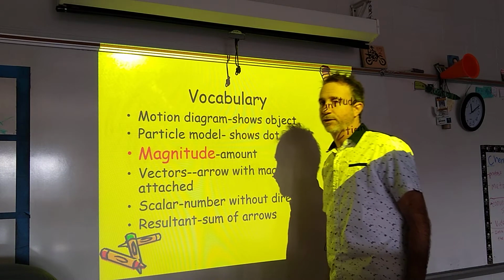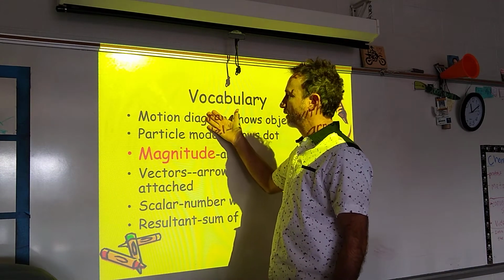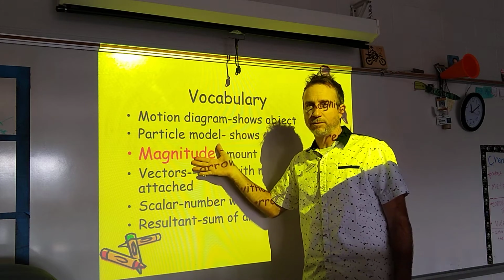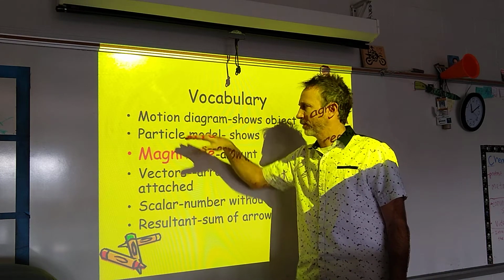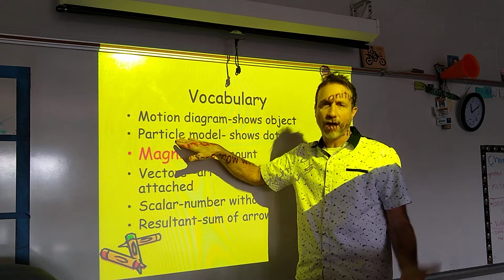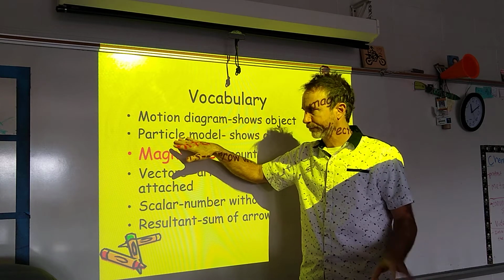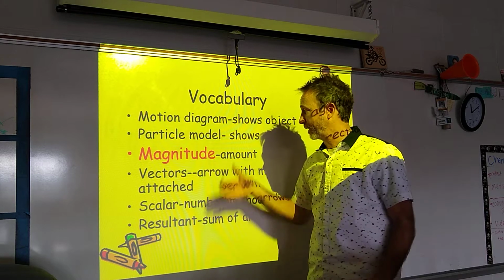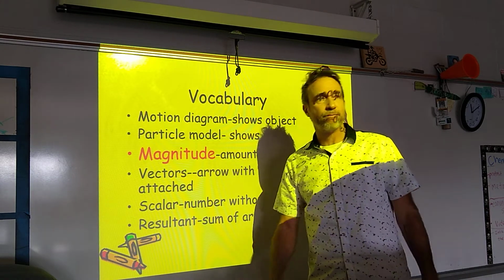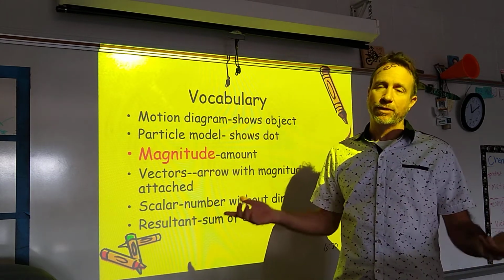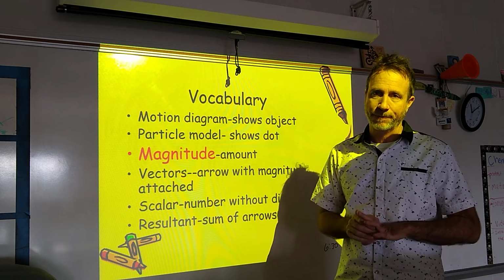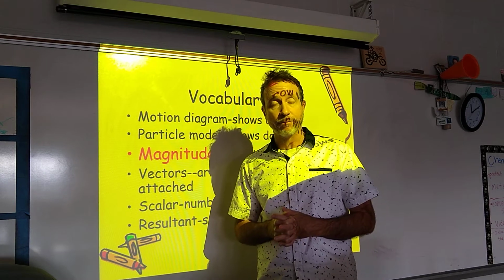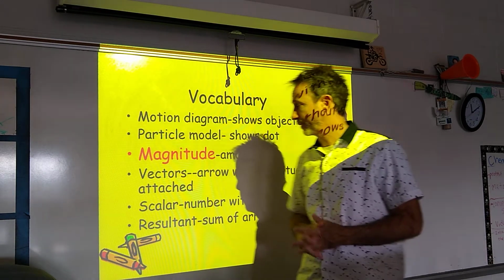All right, so here's some vocabulary. Motion diagrams, that shows a body in motion. A particle model just represents the body that's in motion as just a dot, okay? I'll talk to you about that in just a second. Magnitude is just a word that means the amount. So what is the magnitude of the force? It just means what's the force, okay? If something is pressing on something with 10 newtons of force, then the magnitude of the force is 10 newtons.